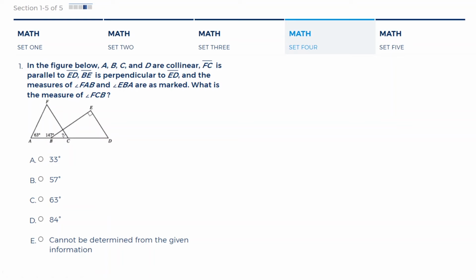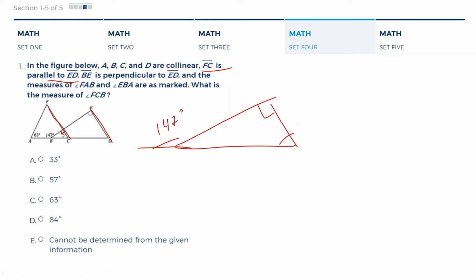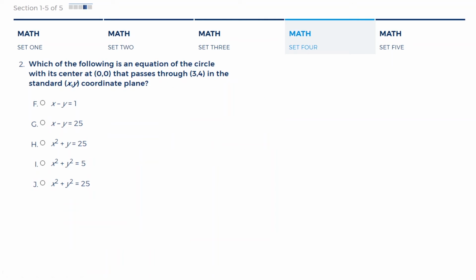We need to know that perpendicular, and FC is parallel to AD, so FC is parallel to ED. All right, what is the value of FCB? So this is also 90 degrees. If I do it like this, this is a 90-degree angle here, this is unknown, here's 147 degrees. So this is what, 33? And therefore, this angle should be 57, B. Nice. Next, which will follow the equation of the circle.